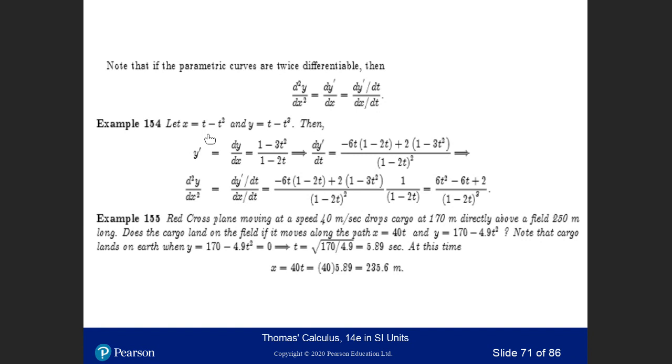You have x is equal to t minus t squared, y is equal to 3 minus t cubed. So if you want to calculate dy dx, that's dy dt, which is minus 3t squared here, because we have t cubed here, divided by dx dt, that's 1 minus 2t here. So that's y prime. Now I'm going to take the derivative of y prime with respect to x, which means that I'm going to calculate the derivative of this expression with respect to t and divide it by the derivative of x with respect to t. When I take the derivative, I will use the quotient rule.